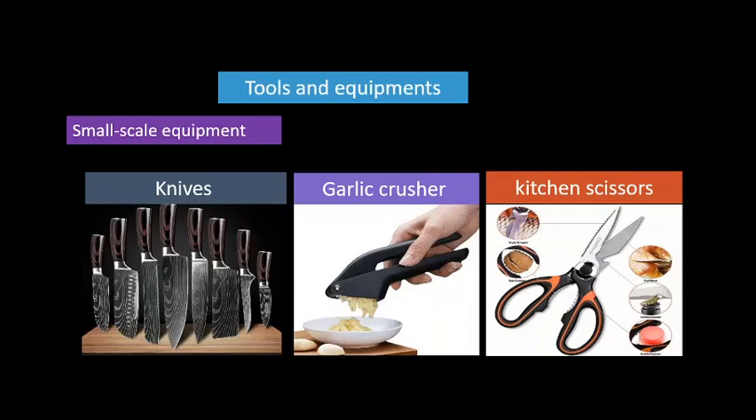Now we have come to the last topic of today's session, which is tools and equipments. Tools and equipments used in our kitchen. We have divided it into two parts, starting with small scale equipments. Under small scale equipments we have knives, garlic crushers and kitchen scissors.